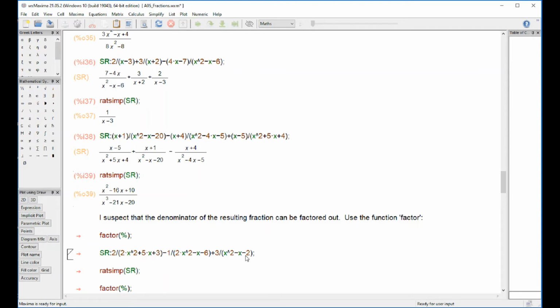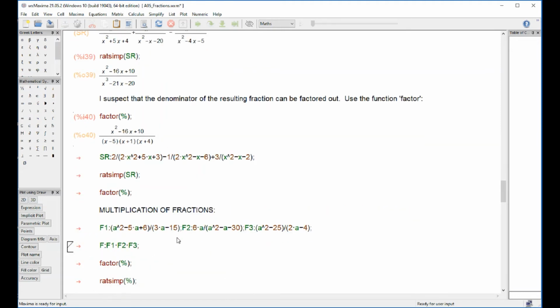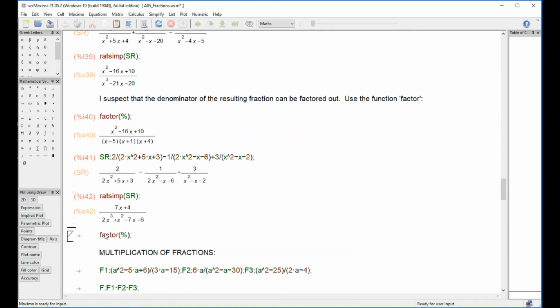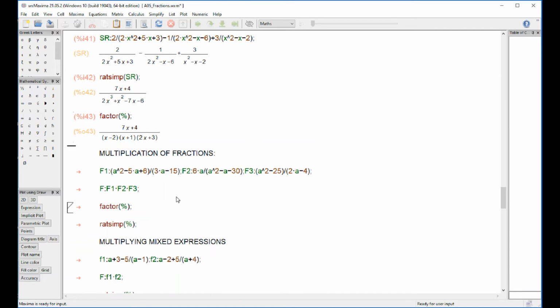I suspect that the denominator of the resulting fraction can be factored out. Is the function factor. We're going to factor the previous result, and indeed it can be factored out. But the numerator cannot, otherwise it would have been done. Let's try this one now. Let's simplify, factor.